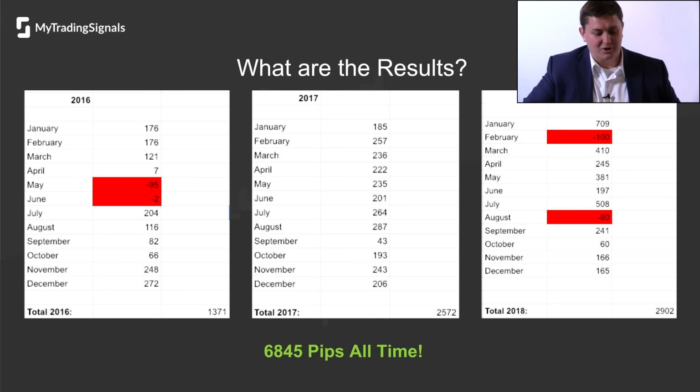Moving on to 2018, we've made 2,902 pips. So you can see here that every year we've progressed with our trading. We've gotten better and better at booking more pips each year. I imagine that 2019 will be the same. I am determined to bust through that 3,000 pip year mark with our signals.